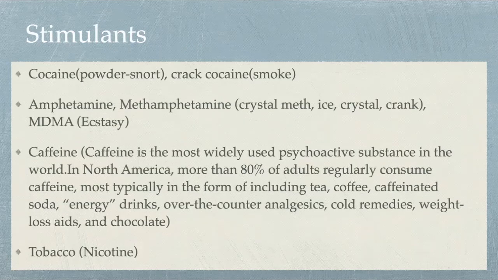The stimulant groups include cocaine, amphetamine, caffeine, and tobacco. Cocaine may come in powder form or as crack cocaine to be smoked. The amphetamine group includes methamphetamine. The names are crystal meth, ice, crystals, crank, MDMA, and ecstasy.